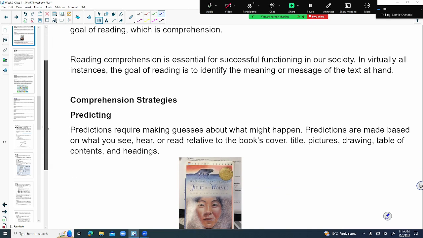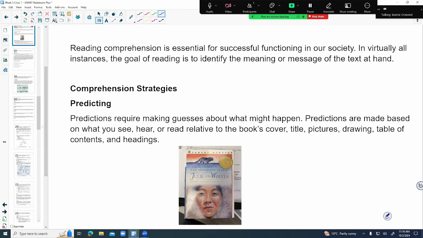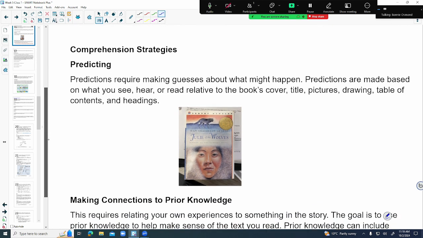That's why we read. We read to get information, to understand something. Reading comprehension is essential for successful functioning in our society. In virtually all instances, the goal of reading is to identify the meaning or message of the text at hand. That's why we read, to get information.